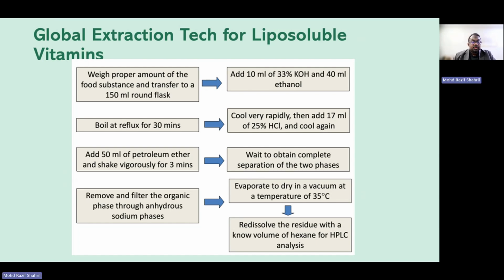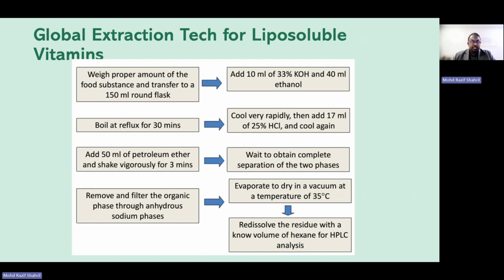So let's first focus on the liposoluble or fat-soluble vitamins, because these vitamins are trapped in fat matrices. So our extraction requires a very aggressive chemical approach. Here's the global extraction technique. First, you weigh a proper amount of food substance and transfer it to a 150 ml round flask, and then you add 10 ml of strong base, 33% potassium hydroxide, and 40 ml of ethanol. You boil this mixture at reflux for 30 minutes to achieve saponification, breaking down those fats.